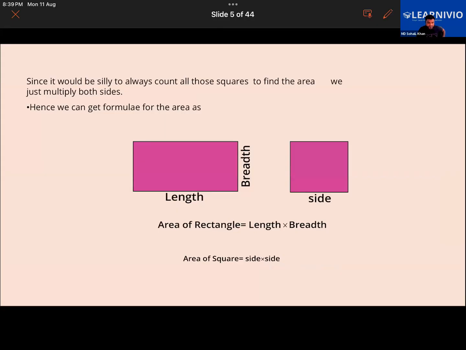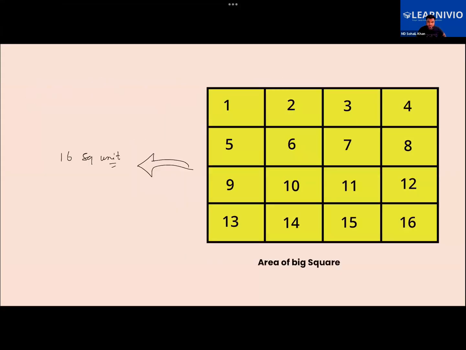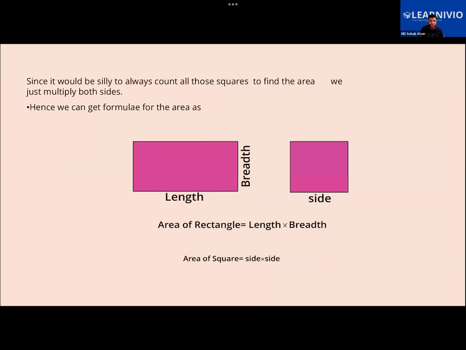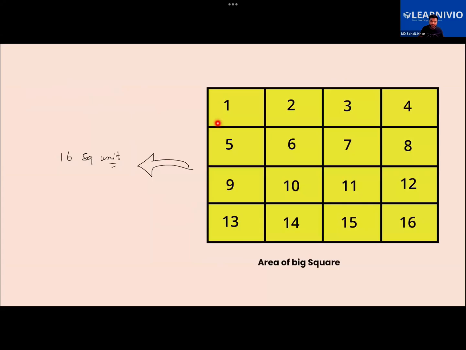But it will be very difficult to always count these squares if a very big square were to be given, say 10 times bigger than this. We will not count all the squares. If such a big figure is given to you, it will waste so much time, right? So we cannot count all the squares to find the area. Rather than doing that, we will basically multiply the sides.